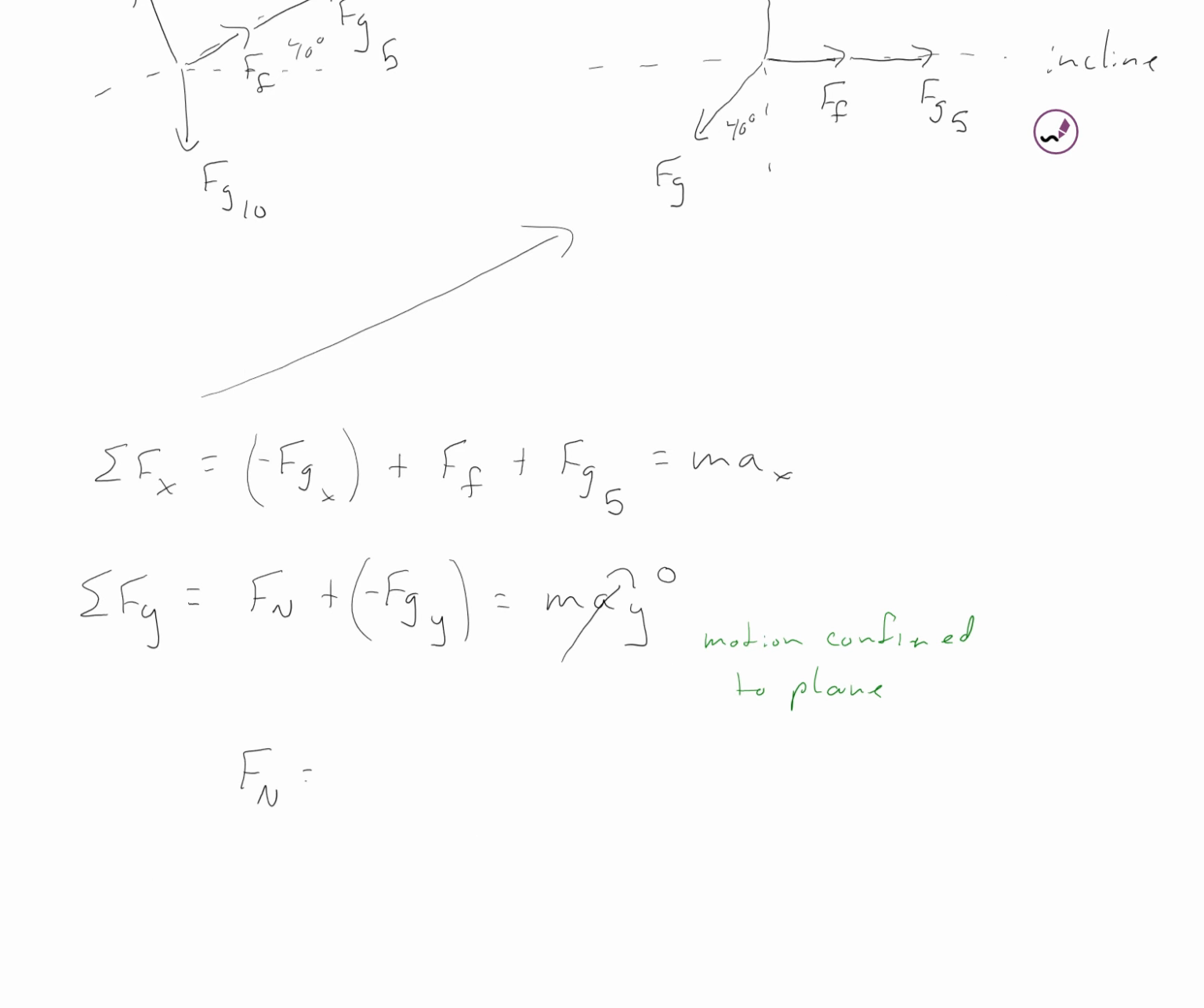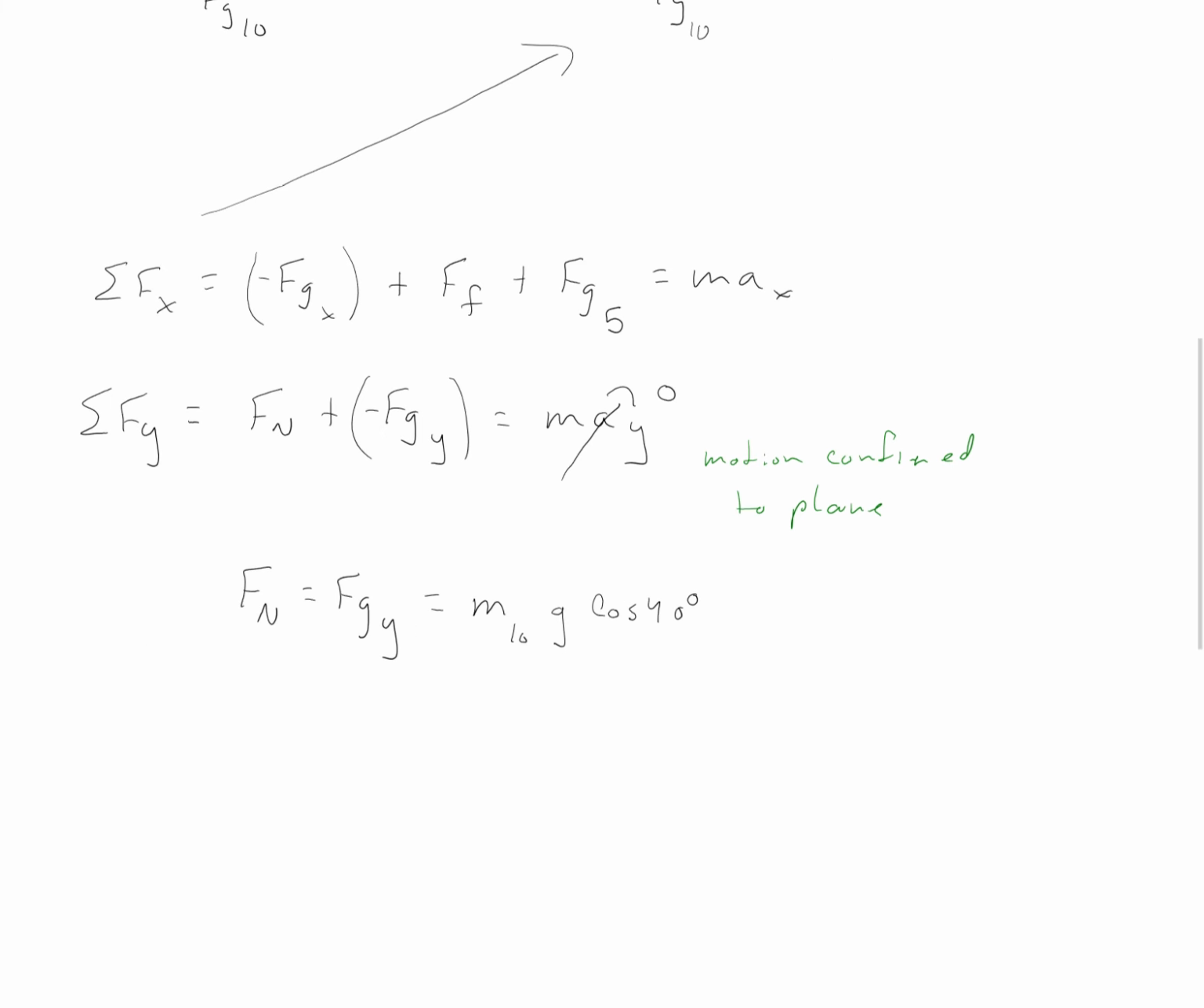My normal force will then be my force due to gravity y component. Y component is going to be the component that touches the 40-degree angle. So that's going to be M10 times G times the sine or cosine of 40 degrees. That's important because I know force of friction is coefficient times the force normal. And now in my case I can say force of friction is coefficient of friction times M10 G cosine 40 degrees.